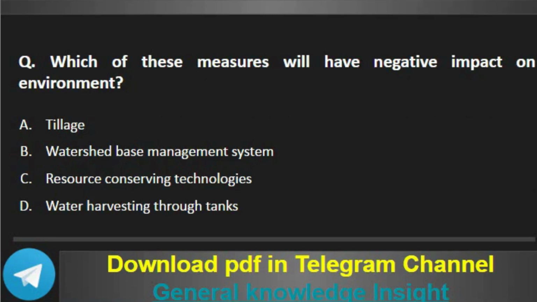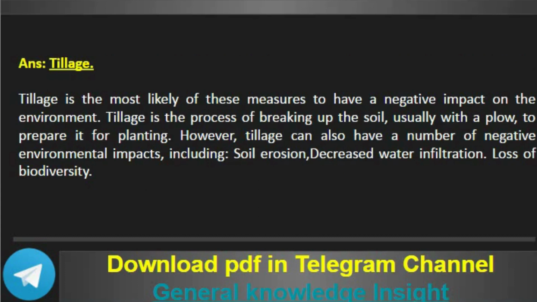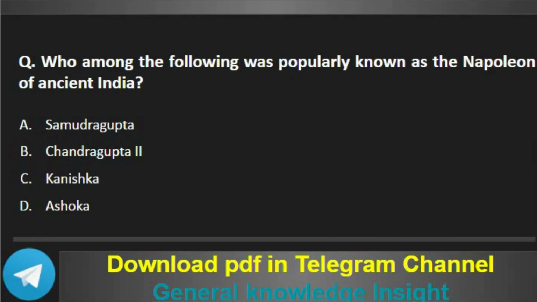Next question, which of these measures will have a negative impact on the environment? Correct answer option A, tillage. Here, tillage is the most likely of these measures to have a negative impact on the environment. Tillage is the practice of breaking up the soil, usually with a plow, to prepare it for planting. However, tillage can also have a number of negative environmental impacts, such as soil erosion, decreased water infiltration, loss of biodiversity.